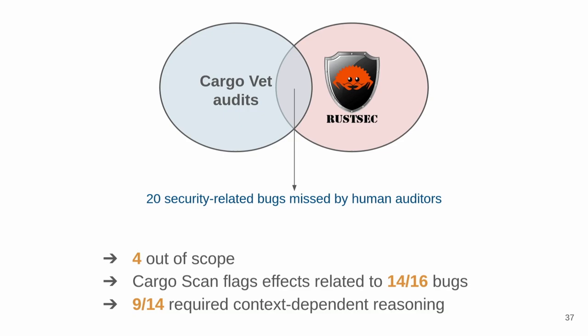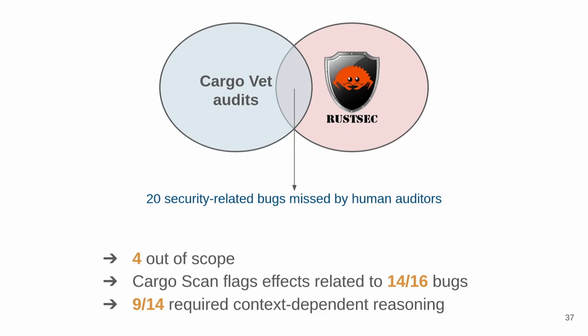So does that mean, in this case, that auditors would have found these effects if they were auditing with CargoScan? Not necessarily, but it does mean that CargoScan can correctly include those buggy locations and identify them as effects during an audit, and it will guide auditors and users to audit those locations. And it further highlights that being able to express context sensitivity is actually really important.